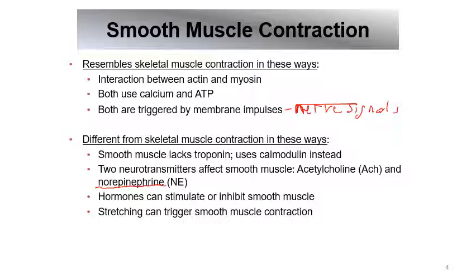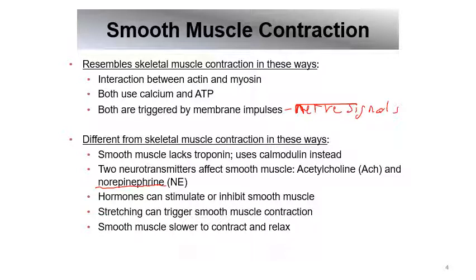Stretching can also trigger smooth muscle contraction. So what this means is after you eat, your stomach stretches because there's food inside now. When the stomach stretches, this causes electrical signals in the smooth muscle. And then the smooth muscle ends up producing contractions on its own. So it does not depend primarily on nervous system stimulation, but it can actually contract on its own.